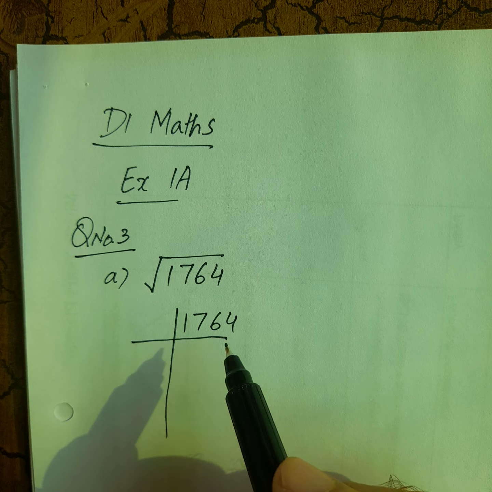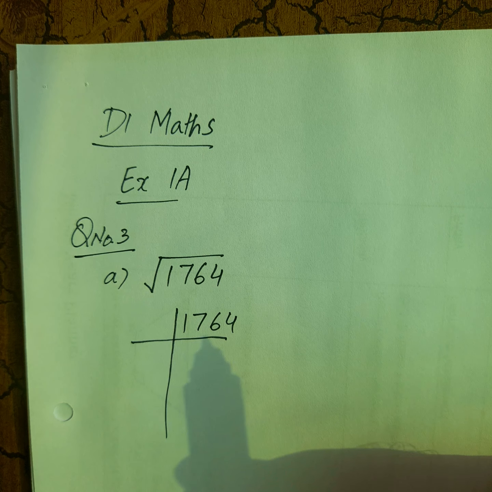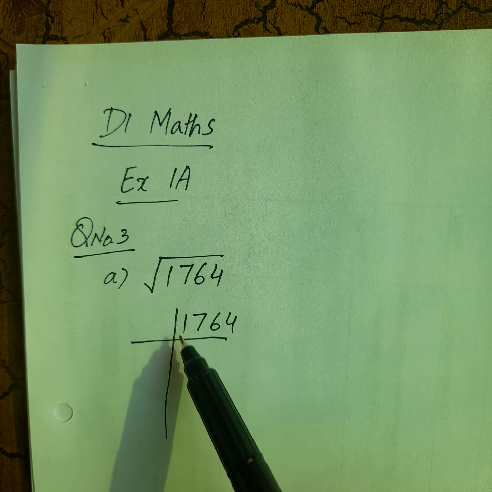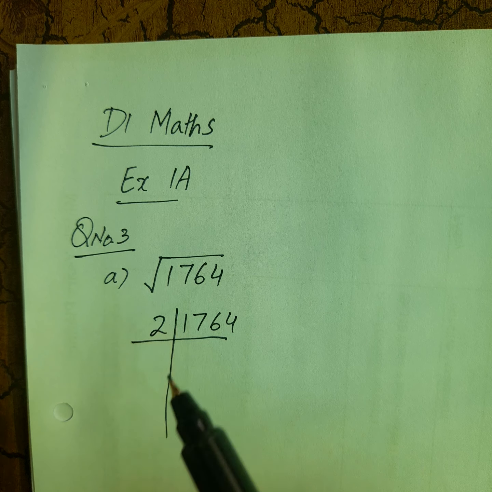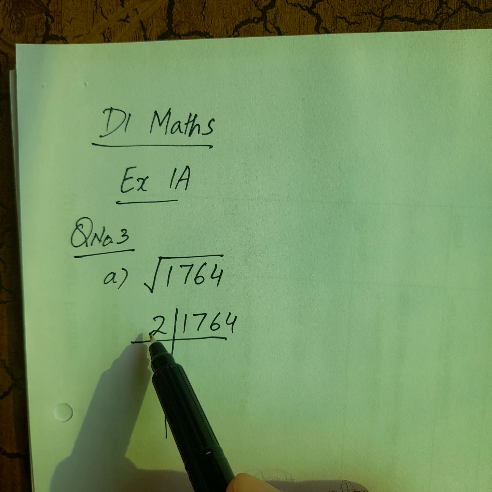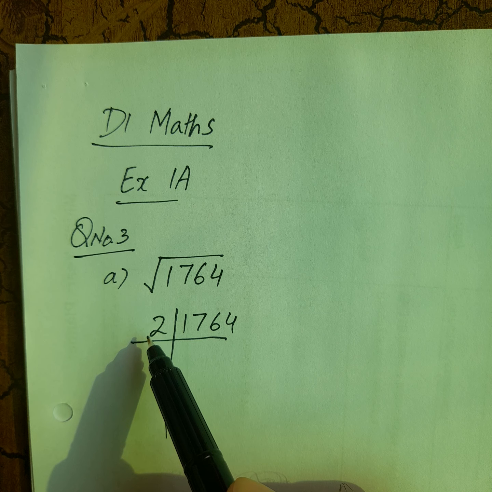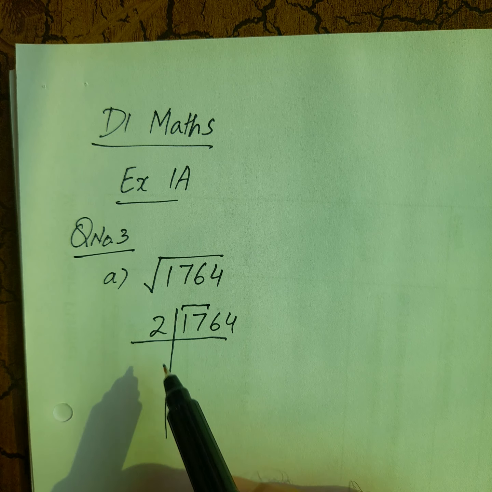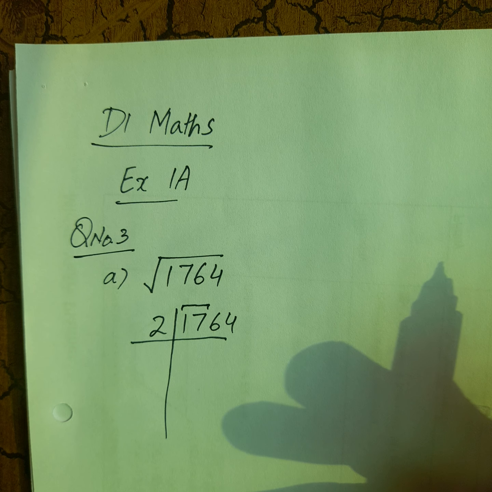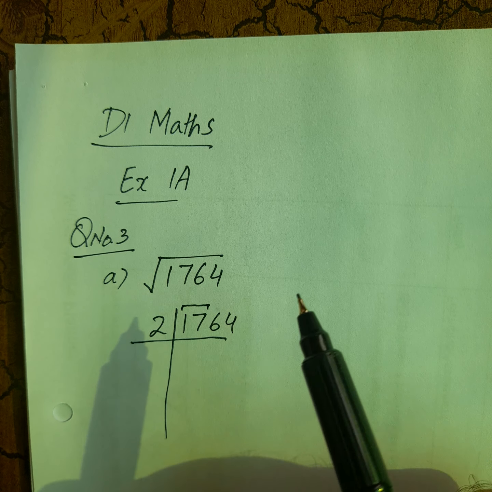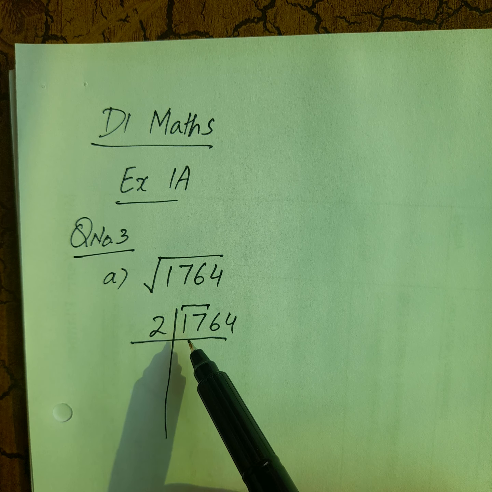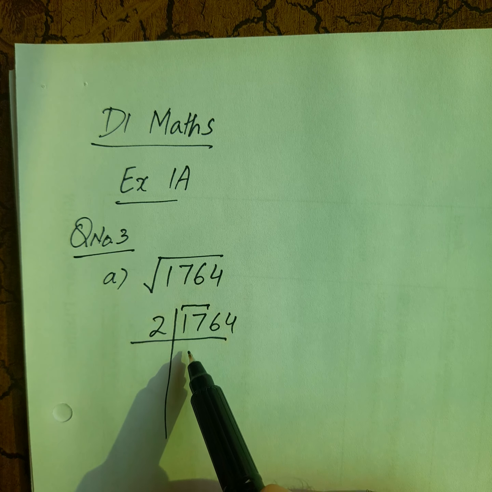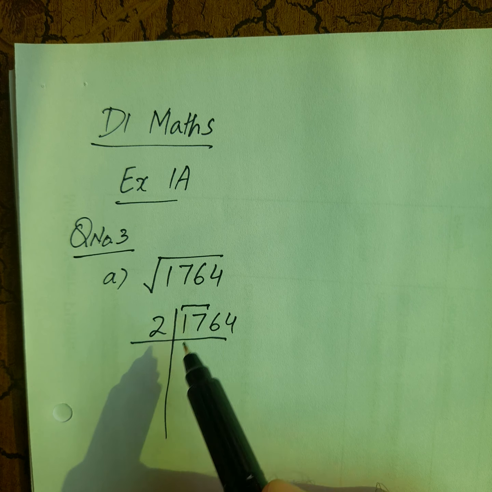As we know, 1764 is an even number, so it must be divisible by 2, and in prime factorization we have to divide the number by the smallest possible prime number, and that is 2. Now look at the first digit. 1 is smaller than 2, so we have to consider the two digits. Now how many times is 2 in 17? 17 doesn't come in the table of 2, obviously. So we think of the nearest even number that is smaller than 17, that is 16. How many times is 2 in 16?